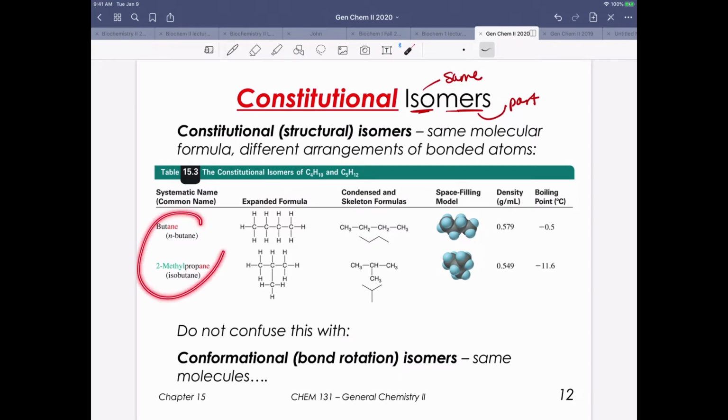Don't worry about what these are named. We're not going to go through naming here. Even though it's part of your chapter, we're not going to discuss it in our Gen Chem examination of this chapter. It will be a really important skill in organic chemistry.